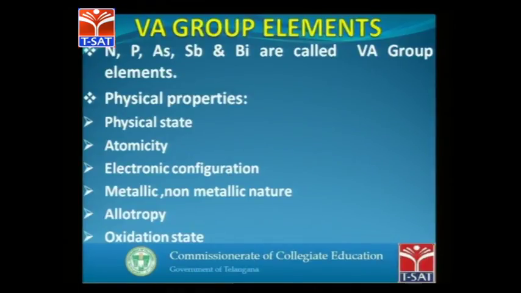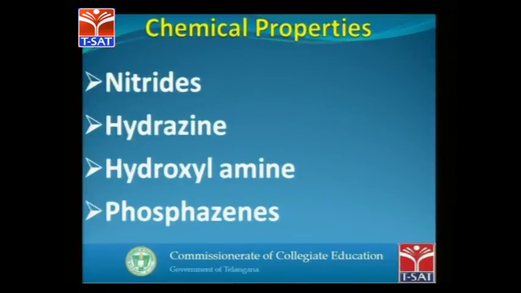Coming to oxidation states, +3 and +5 are the important oxidation states. In this, nitrogen cannot extend its valency more than 3 due to non-availability of d orbitals. Coming to atomicity, nitrogen exists as a dimer N2, phosphorus as P4 units. So these are the important properties. Next, chemical properties: nitrides, hydrazine, hydroxylamine and phosphazenes we have to study in the 5th group.